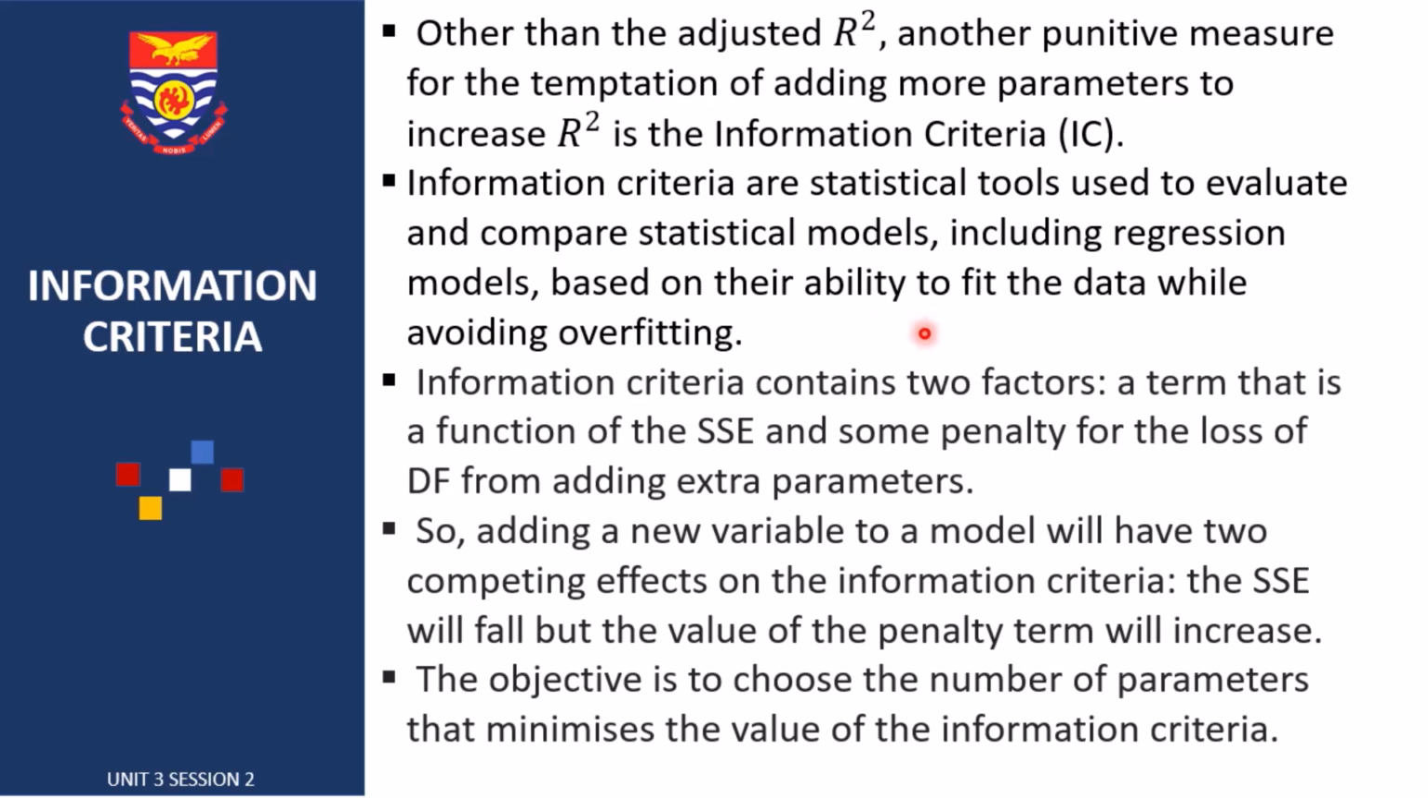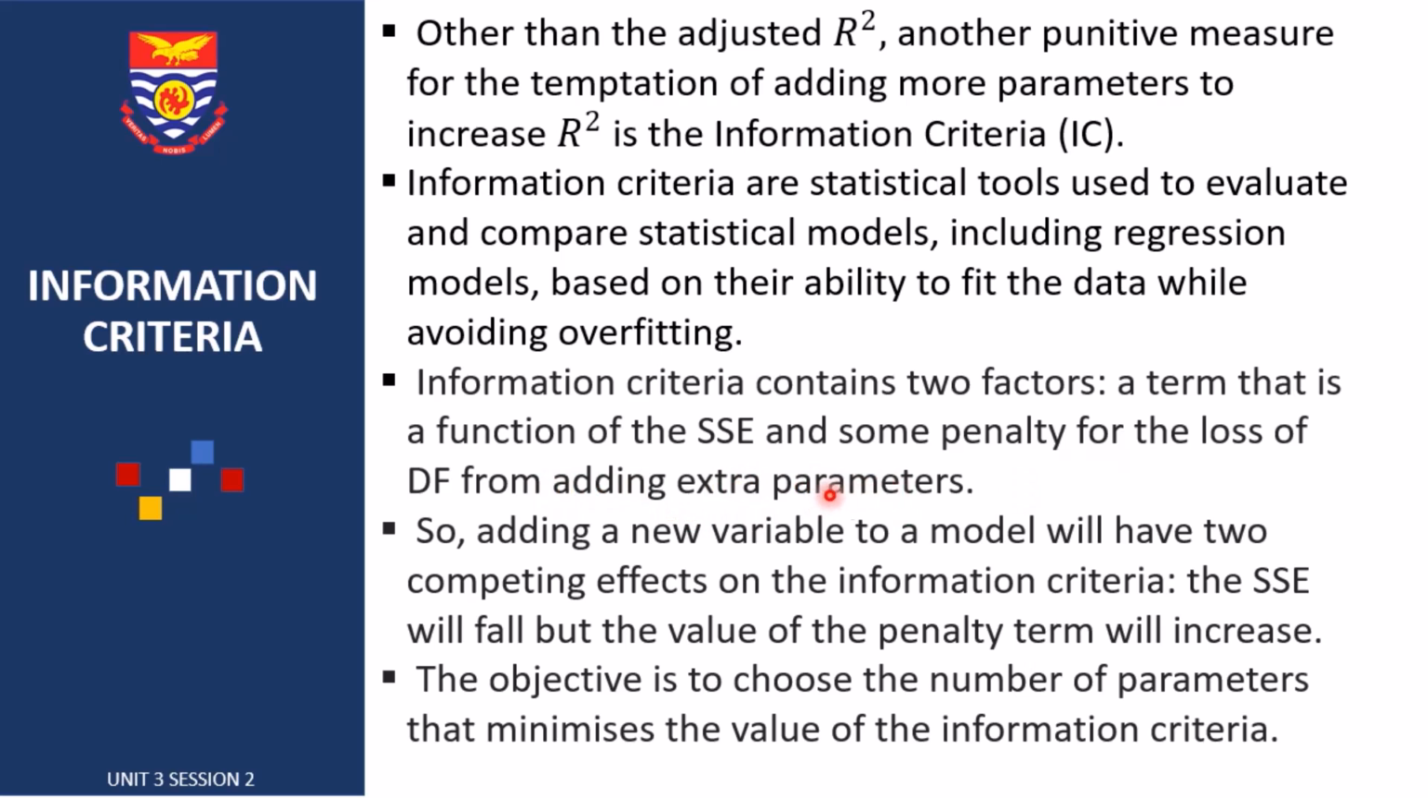So in our regression model we can also estimate our information criterion, where we can use the Akaike, the Hannan-Quinn, and the Schwarz information criteria, among others. Information criteria contain two factors. That is a term that is a function of the sum of squared errors, where we aim to reduce the errors in our estimation, and a penalty for the loss of degrees of freedom from adding extra parameters.